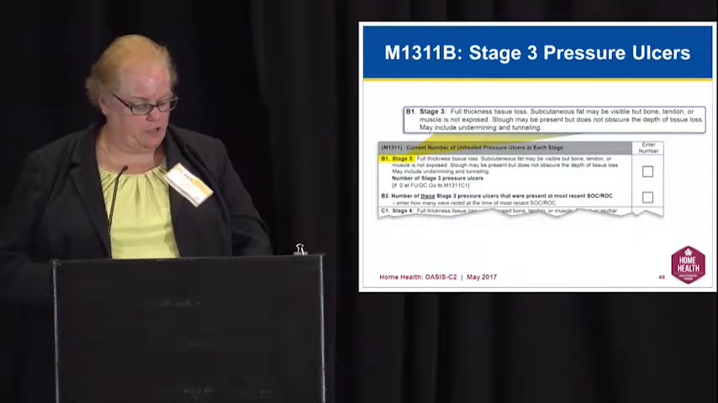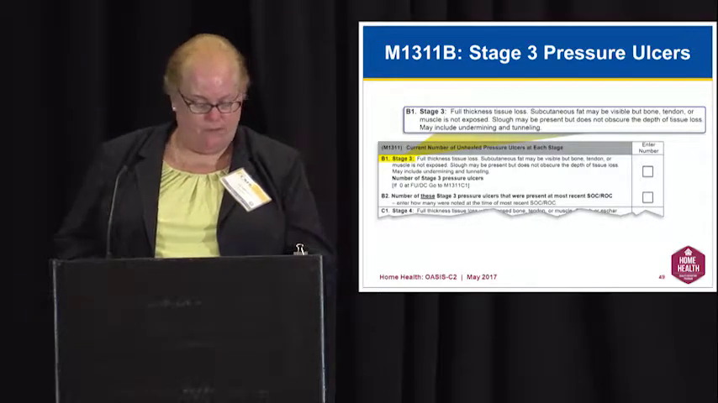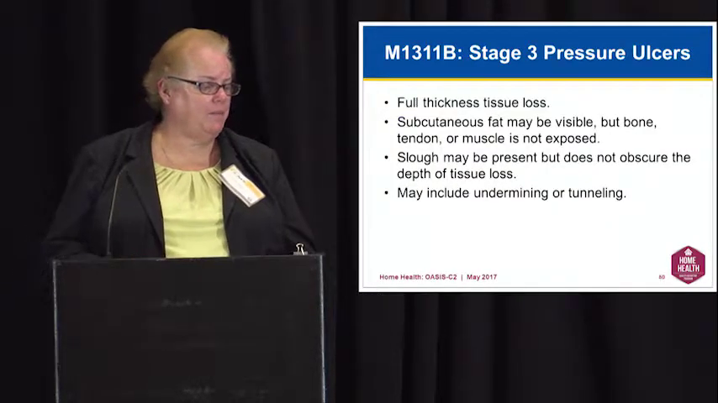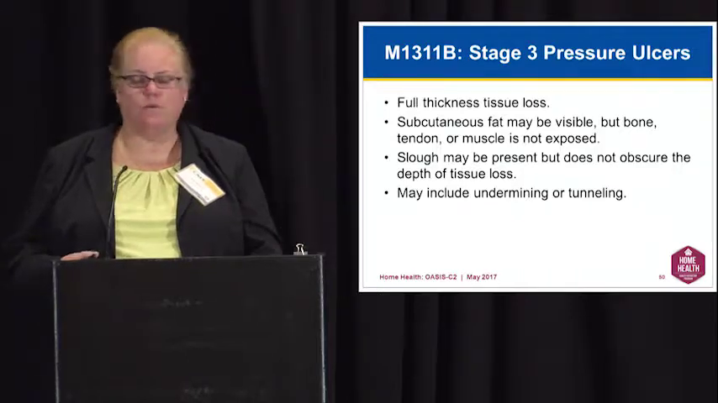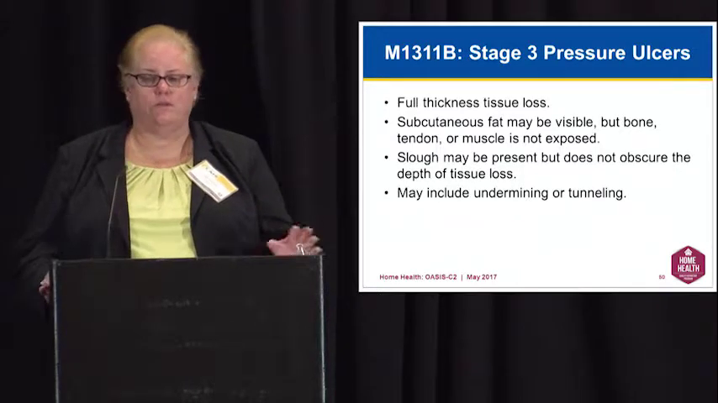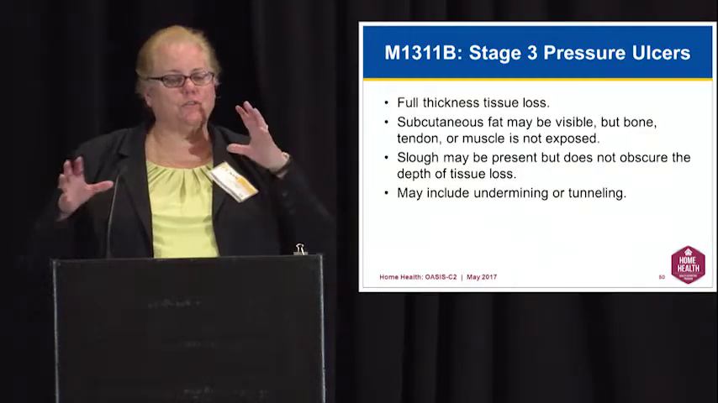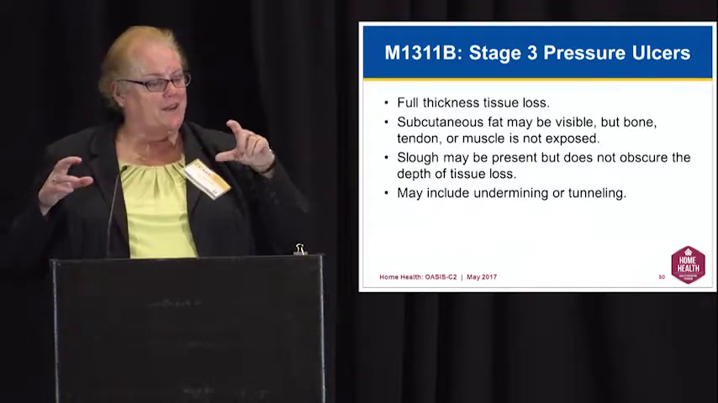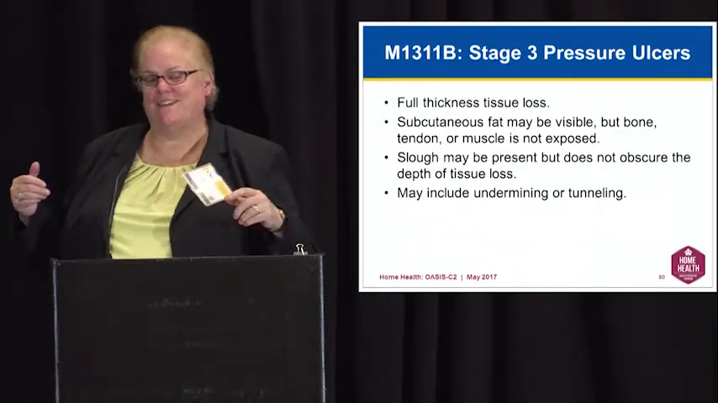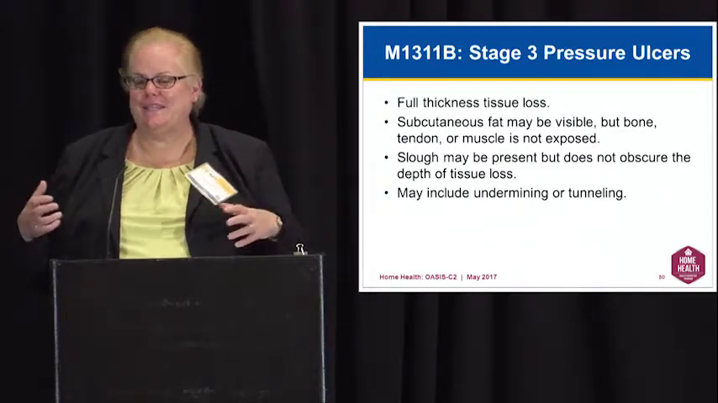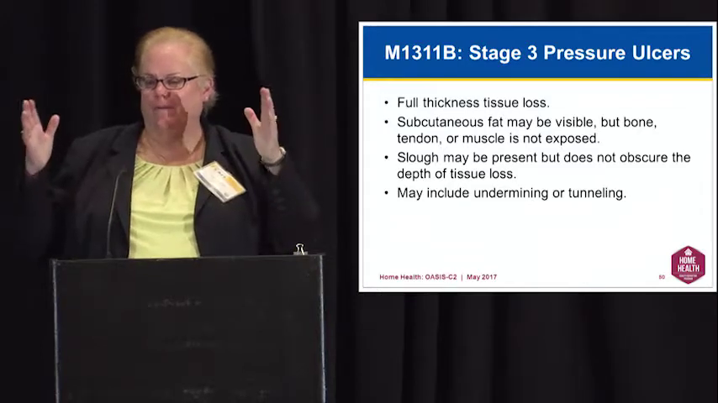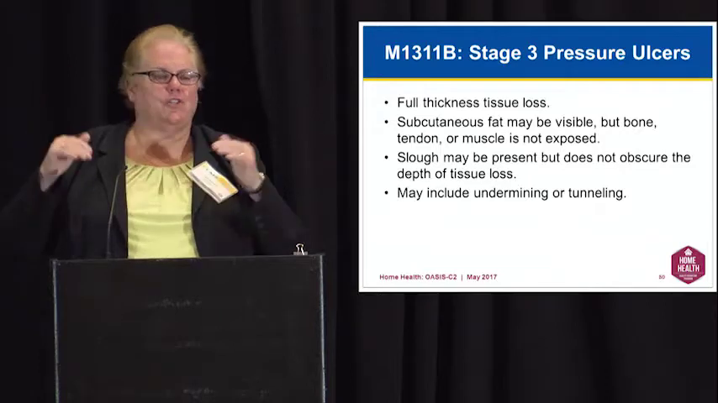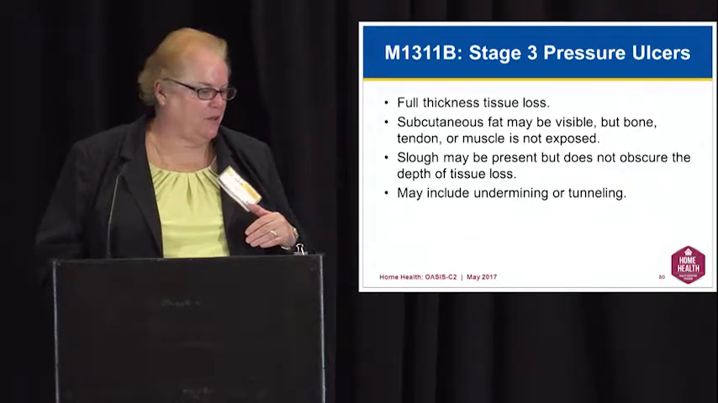Then we start getting into stage 3s, and here we have full thickness tissue loss. Subcutaneous fat may be visible, but bone or tendon or muscle are not exposed. So that's an important piece. Now, stage 3 is an interesting kind of ulcer, right? Because it can be fairly shallow, and depending on the size of the person, it can be pretty deep without getting into bone and muscle and tendon. So it's one that's probably got the greatest variation, I think, when you start to look at measures within it.